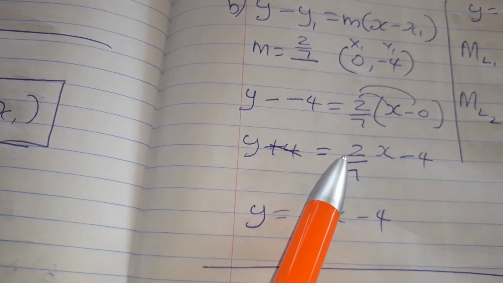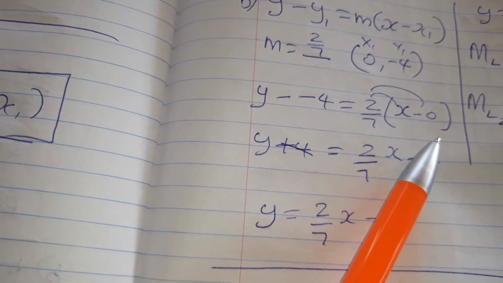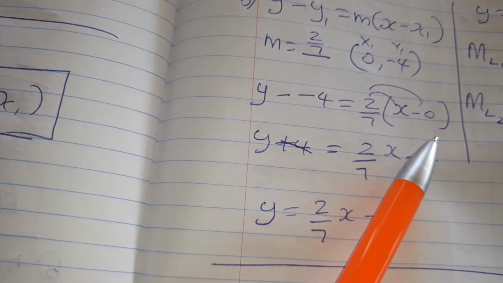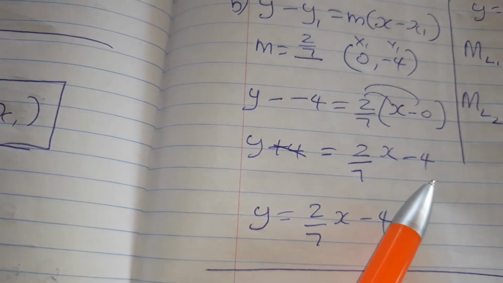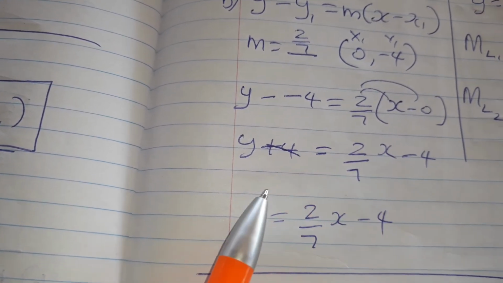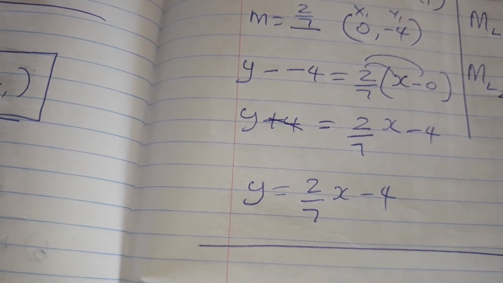Once I expand, I have 2x minus 7x. And when you multiply with a 0, you get a 0. So this plus 4 will come to this side as a minus 4. And my final answer is y equals 2x minus 7.